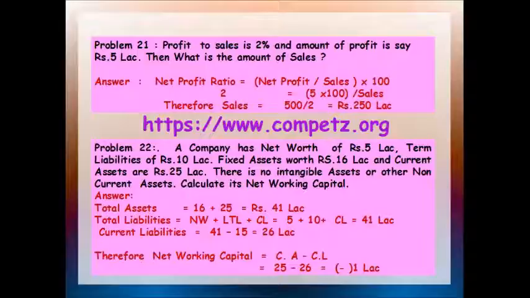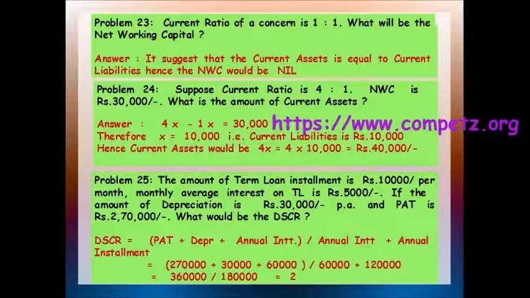So now as we have found out the current liabilities as 26 lakhs, therefore the net working capital is equal to current assets minus current liabilities. You will get current assets 25 minus your current liabilities of 26 lakhs. You will get negative, that is minus 1 lakh, as your net working capital.